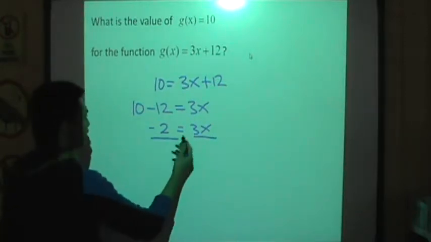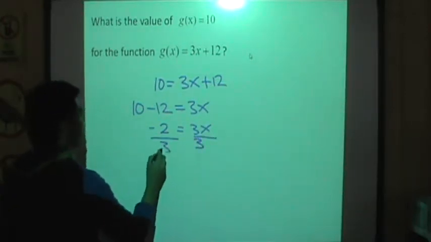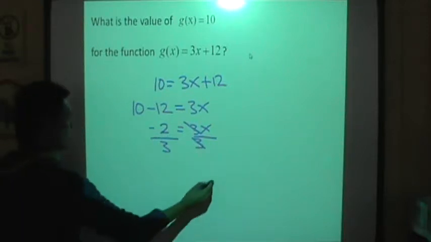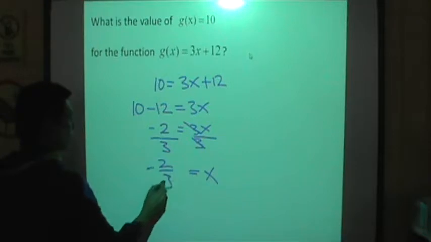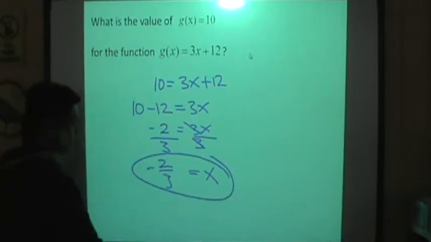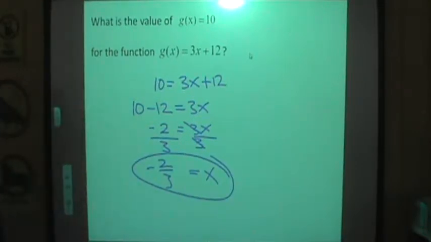But if we're solving for x, we need to get rid of that 3 by dividing both sides by 3. Now you have x is equal to -2 over 3. And this is the final answer. -2 over 3 is the value of x.